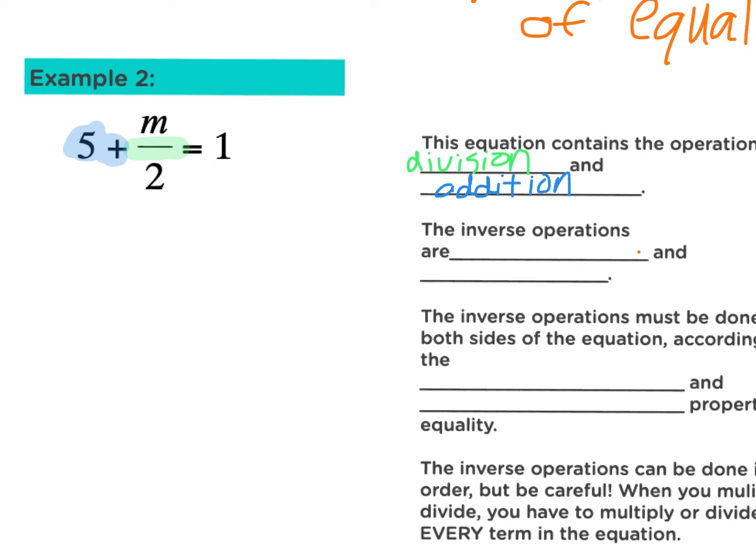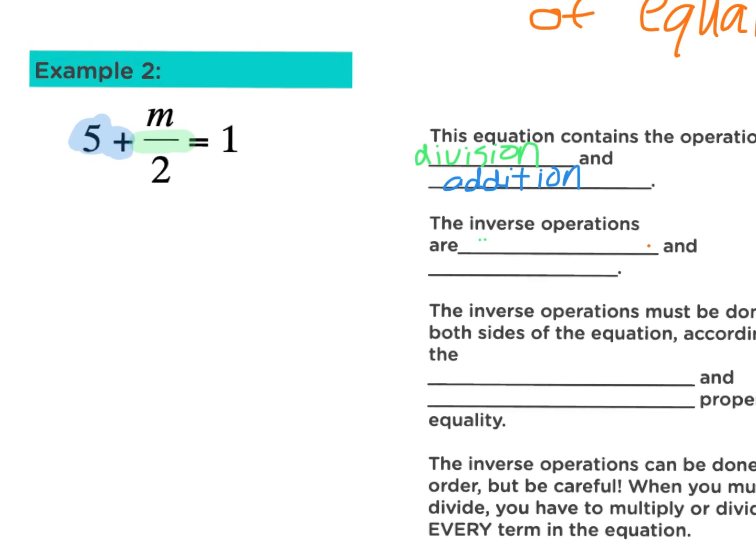Okay, step 2. Now that we've identified what the operations are in there, we've got to determine what the inverses are. So the inverse of division is, of course, multiplication.